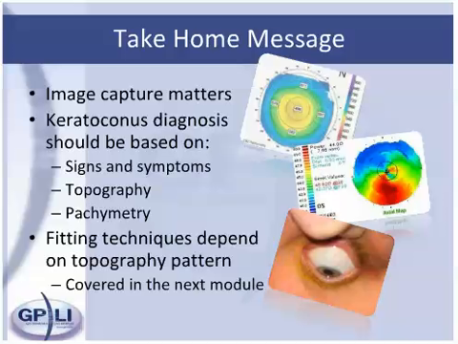Take-home points from today's module include: image capture matters. With poor image capture, keratoconus may be diagnosed when none exists. Diagnosis should be based on signs and symptoms, corneal topography, including the keratoconus indices, and pachymetry values. Fitting techniques are going to depend on the corneal topography patterns. This will be included in the next module.